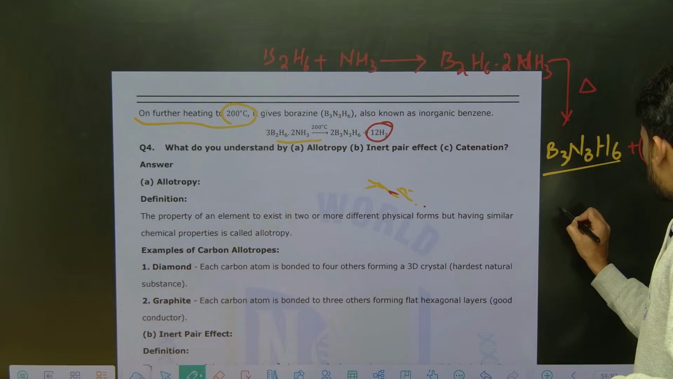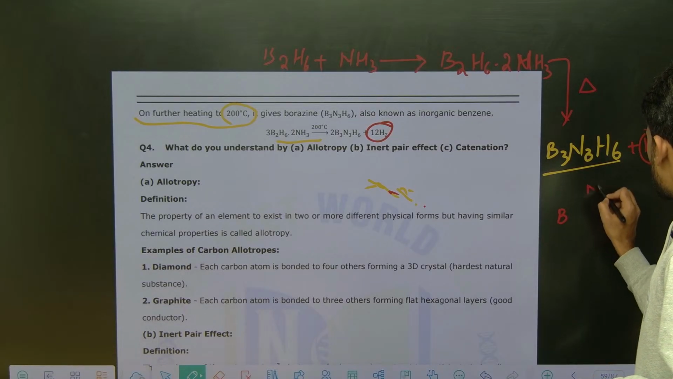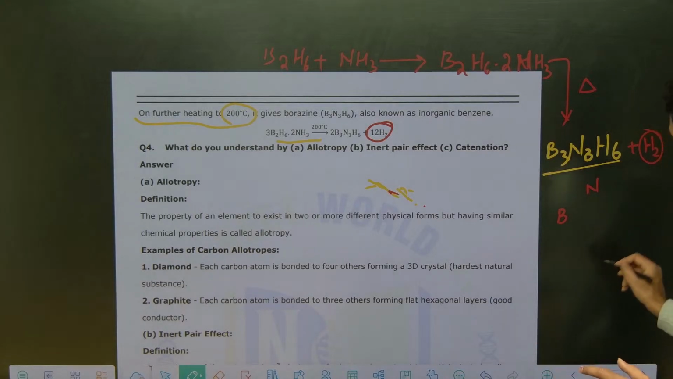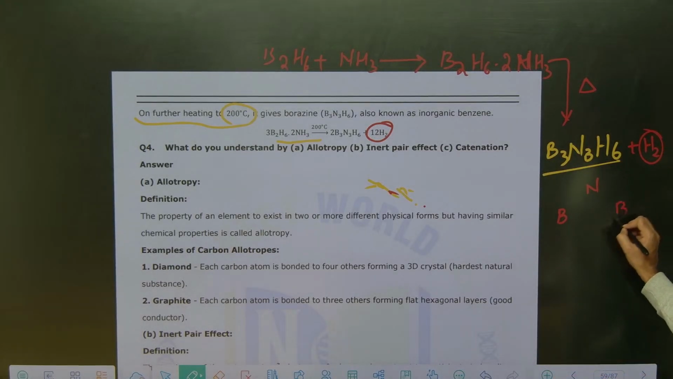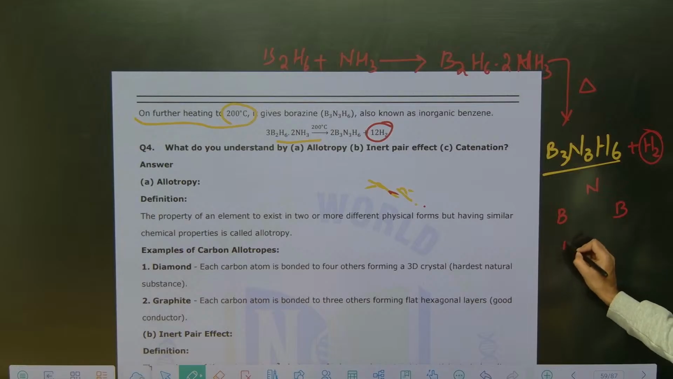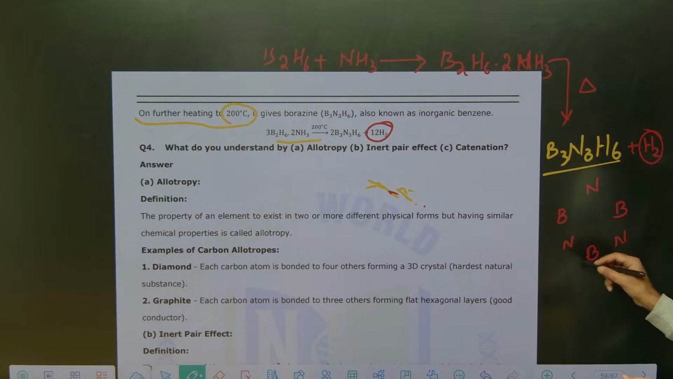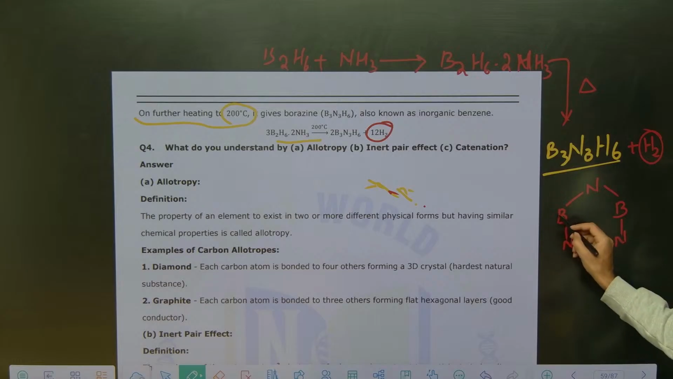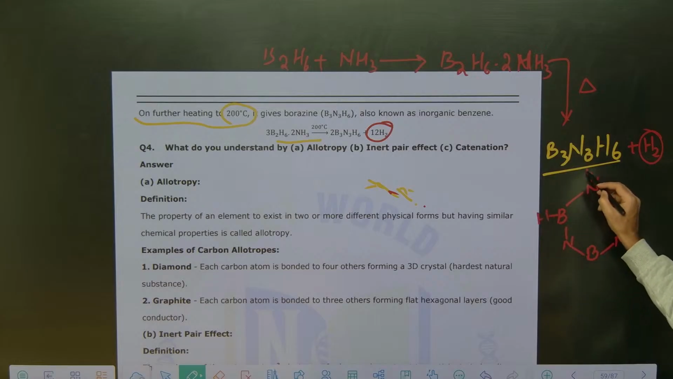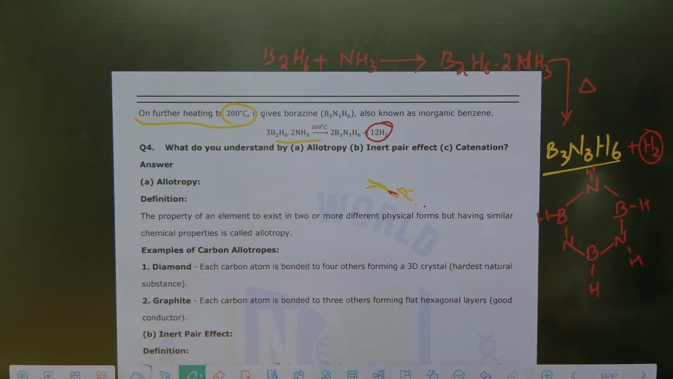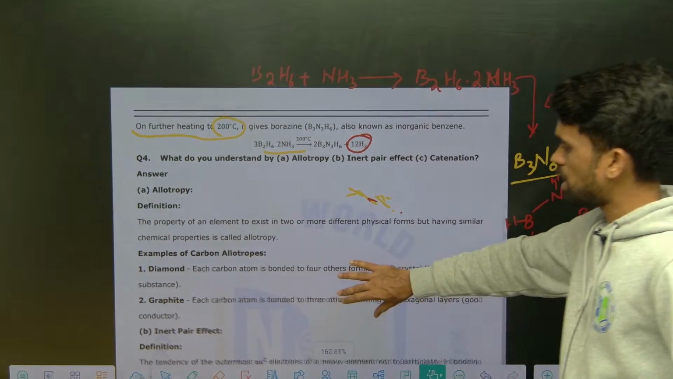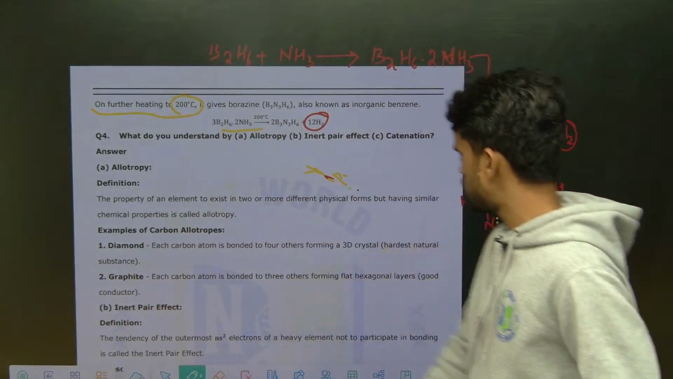Now if you want to write the structure, it is really good if you write it. Take 3 borons like this, put nitrogen atoms in between them and attach them like this. On each boron you put 1 hydrogen, and each nitrogen also 1 hydrogen. Now nitrogen contains a lone pair of electrons, and boron contains a vacant orbital, so nitrogen will donate its electrons into the vacant orbital of boron.